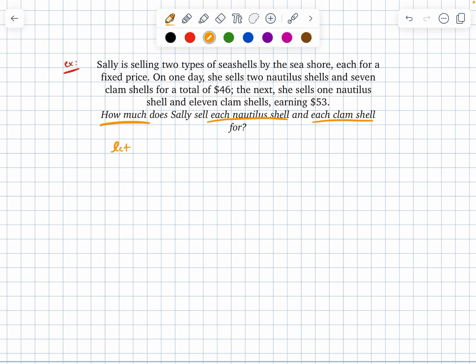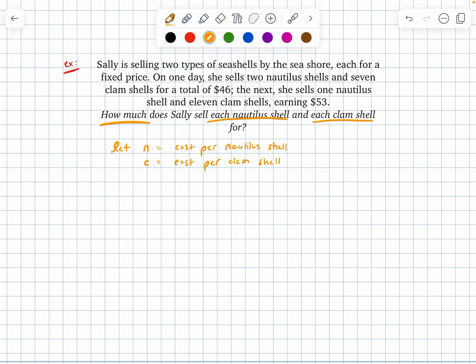So I'm looking for their price or their cost. My two variables: I need something for the cost of a nautilus shell. I'm going to choose N because nautilus starts with N. So N represents the cost of each nautilus shell. You could say the cost of one, or the cost of each, however you want to phrase that. And for clam shell, I'm going to make the radical decision to use the variable C. So C for clam will represent the cost of one of my clam shells.